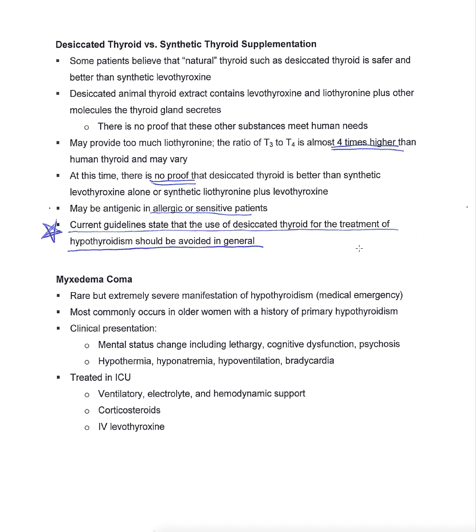So some molecules that are going to be contained in this desiccated thyroid are something that we don't have. So that can be one problem. And then, like I said already, the ratio between T3 and T4 is almost 4 times higher than what a human has. So you can get just way too much supraphysiologic T3 level, which can cause some adverse events.